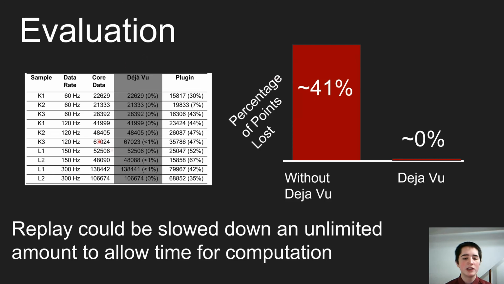Here's the raw data, but basically what we found out was that on average, in real-world tasks, without Déjà Vu, the plugins would lose about 41% of the points. They would end up dropping 41% of the data without it being analyzed. But with Déjà Vu, since the replay could be slowed down an unlimited amount to allow time for computation, Déjà Vu drops almost 0% of the points.